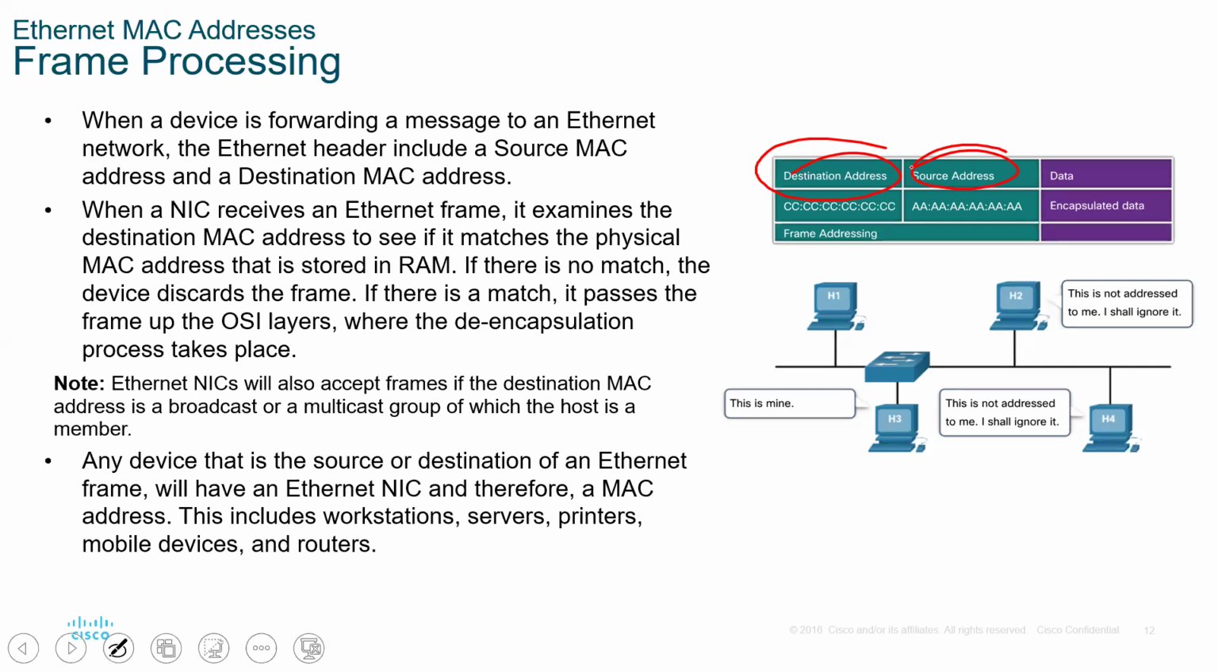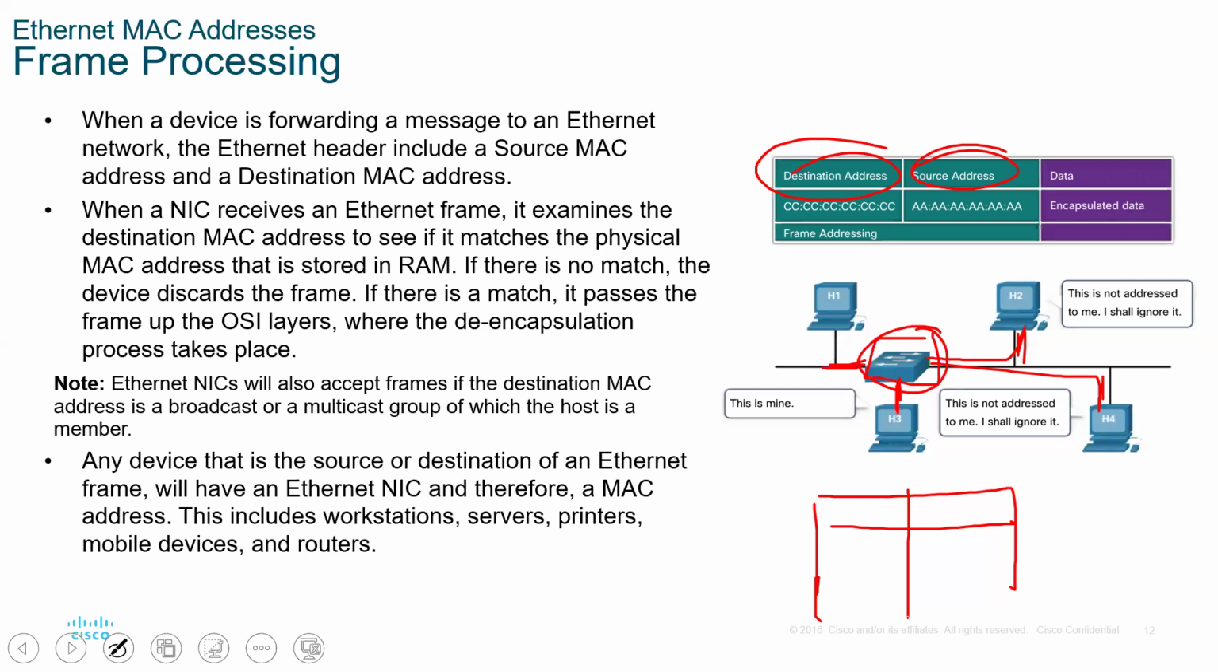So anytime you see, like, this is a switch. This switch has a port that is connected to H1, has a port that is connected to H2, has a port that is connected to H3, has a port that is connected to H4. So each of these hosts, H1, H2, H3, H4, has its own MAC address, each one of them. So the switch here will build what we call a MAC address table.